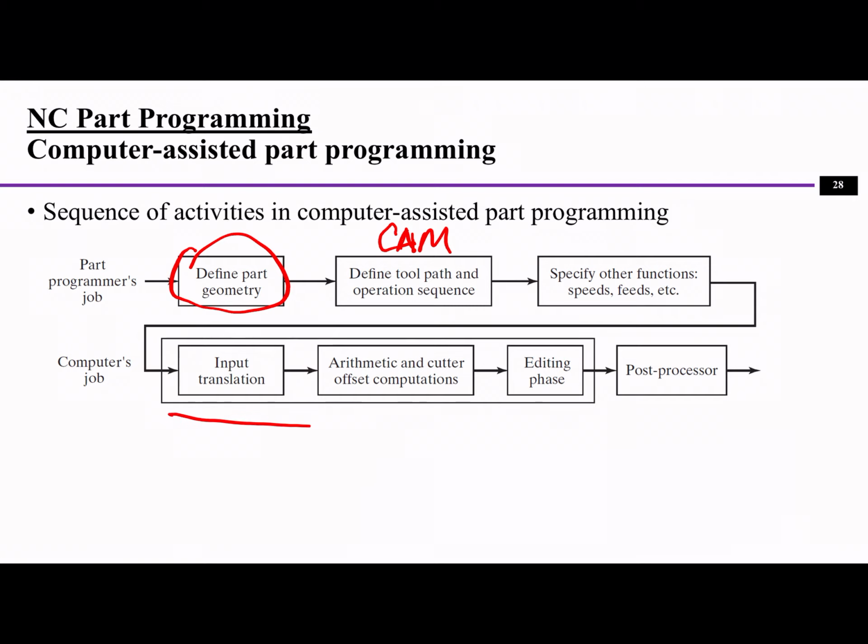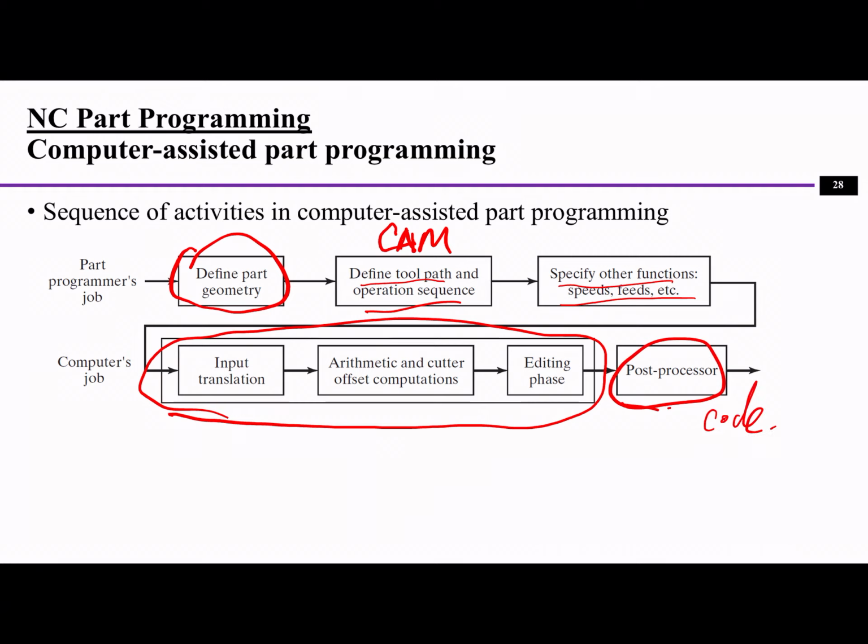So this is what happens in the computer when it receives all this information, the tool paths, and also the feed and speed. Then the computer, based on the information provided, will do some translation, use some algorithm to do some cutter offset calculations. Then it will generate the CNC code. This is CNC code.